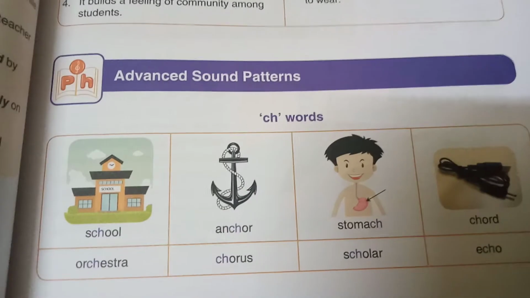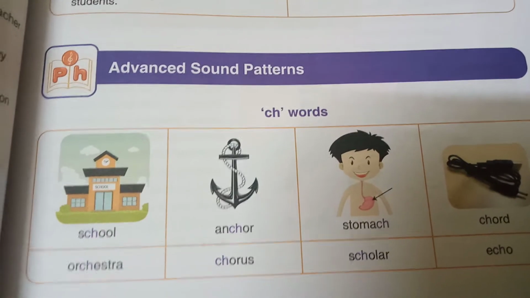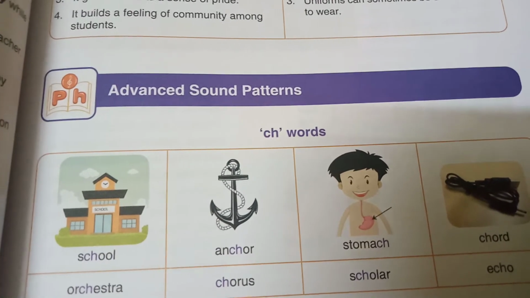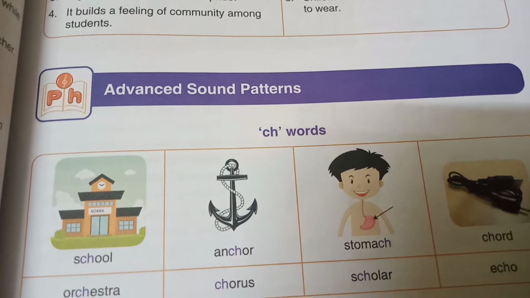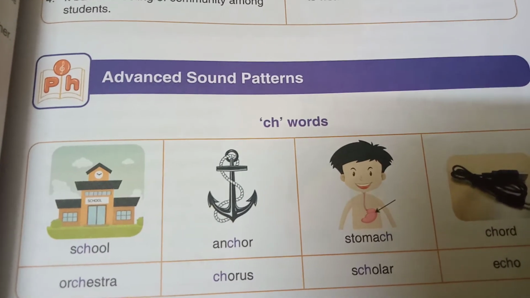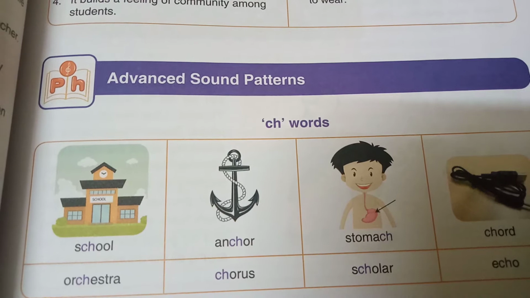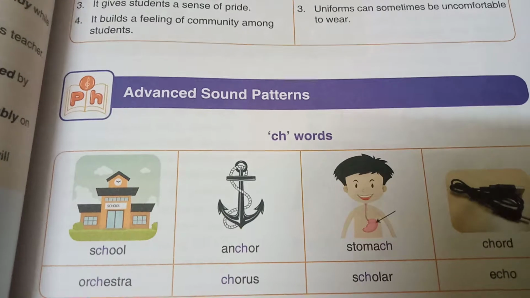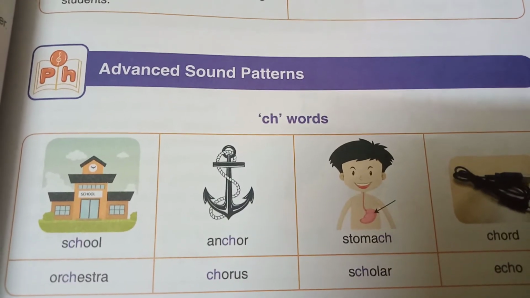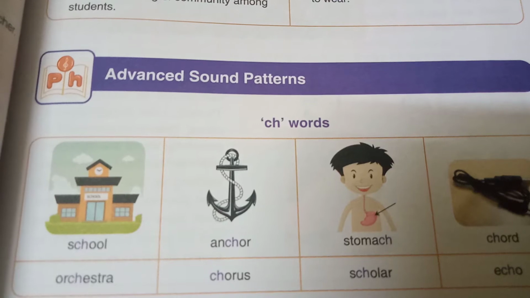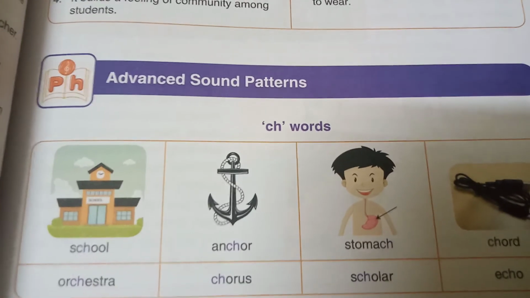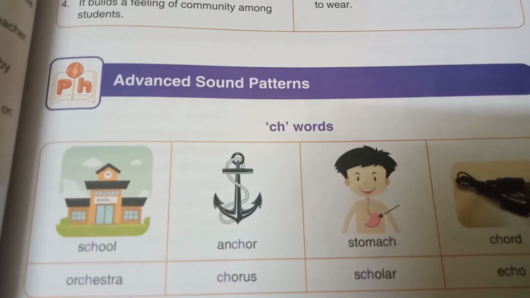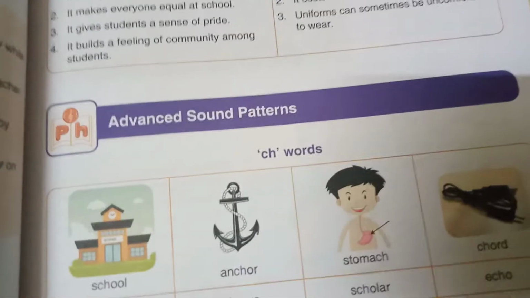Next is sound pattern, CH. What is the sound for CH? When CH comes together, the K sound will come. School, anchor, stomach, K sound is coming. Chord, orchestra, chorus, scholar, SCH, CH is K sound here. Echo. Okay.